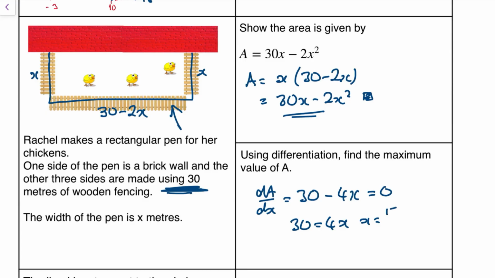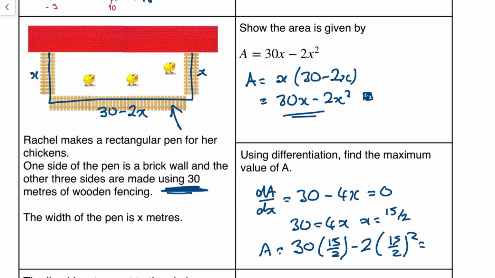over 2, or 7.5. I'm going to write down 15 over 2. And what does it want? So use the differentiation to find the maximum value of a. So therefore, a is going to be 30 times the value of x I need, which is 15 over 2, minus 2 times 15 over 2 squared.